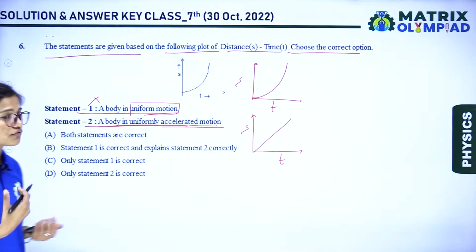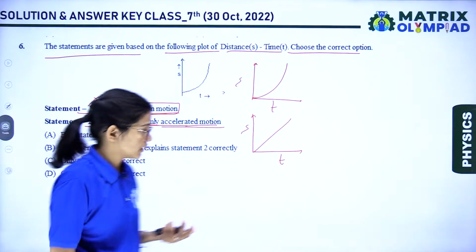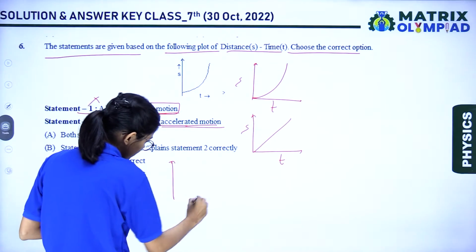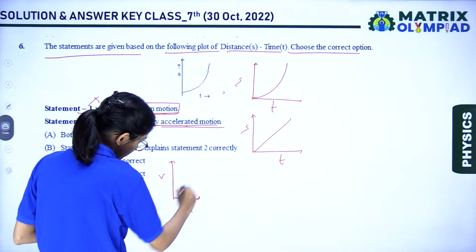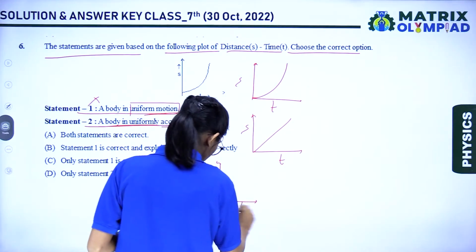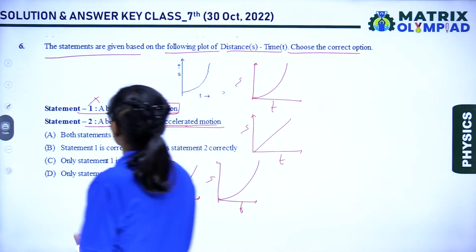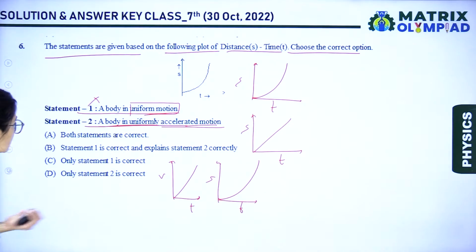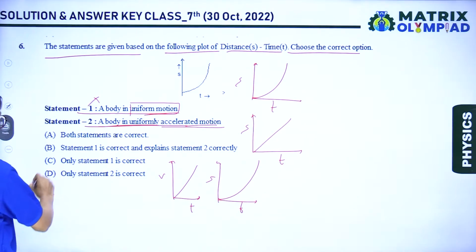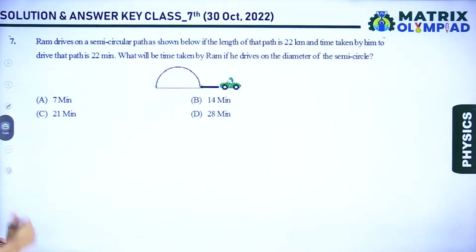Okay. And then a body in uniformly accelerated motion. Whenever a body is uniformly accelerated, its velocity increases at a constant rate, and the graph between velocity and time is like this, and then the graph between distance and time is like this. So for that graph, which statement is correct? That is the second one. For the 6th question our answer will be option D. Now come to question number 7.